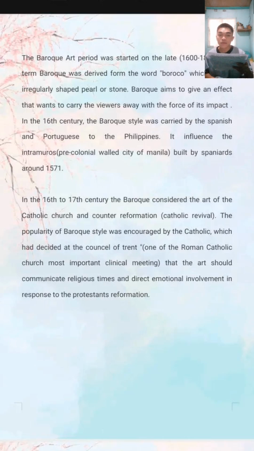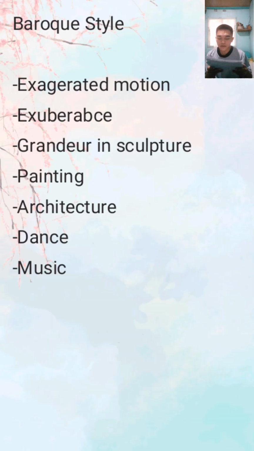So here are the Baroque style characteristics. It is characterized by exaggerated motion. It is the style that uses clear detail to produce drama. Exuberance is a style used to give life and emotion to an artwork. Grandeur in sculpture is the style used in sculpture. It was detailed, and the size is even and the same for each figure. Painting, architecture, dance, and music, those are the examples of Baroque style.